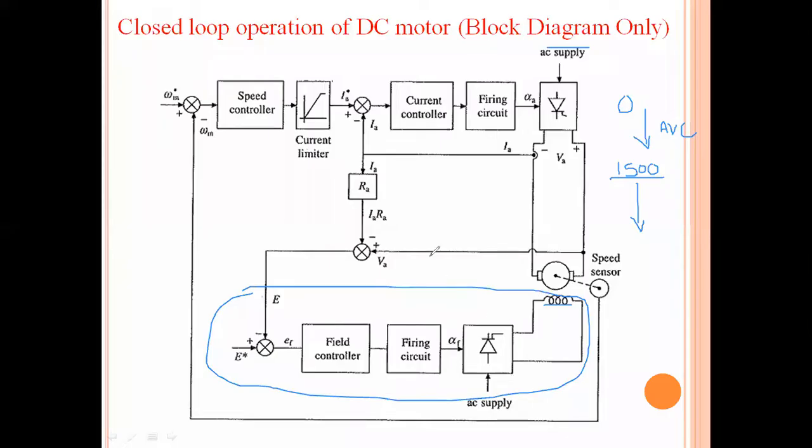Control out of saturation means, see here, we are taking VA and we know the IA. So I am using a block called RA. So I get IA RA, and I have VA. So we can get the back EMF of the machine, which is VA minus IA RA. And we have a reference value of the back EMF. This reference value and the actual back EMF will be compared and produce an error, the field error, let us say.